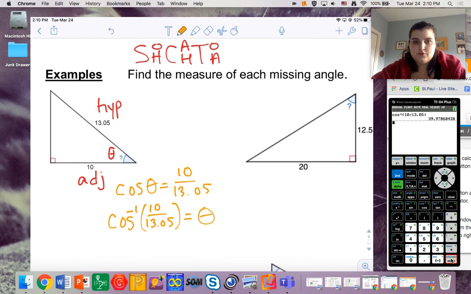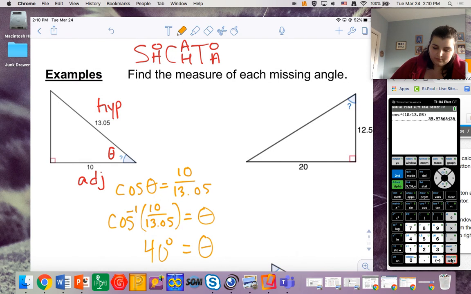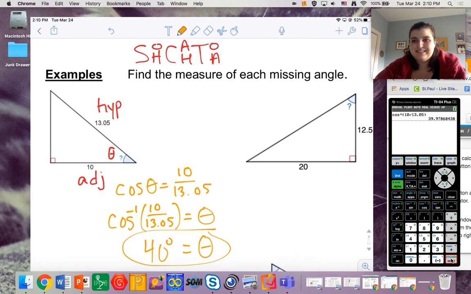So the measure of that angle, we're just going to round to the nearest whole number because angles with decimals is not a thing that we want to deal with. So the measure of that angle is 40 degrees. Make sure when you're answering your questions in Schoology that you are adding degrees. Easy to forget because we've been talking about side lengths.